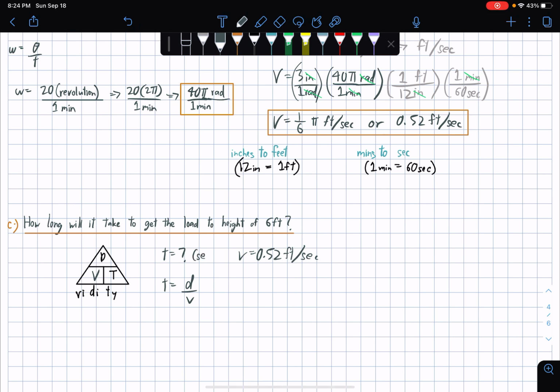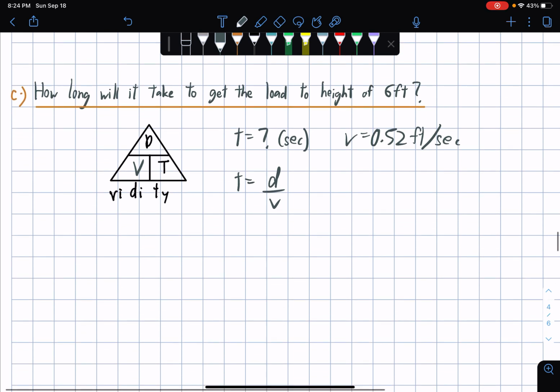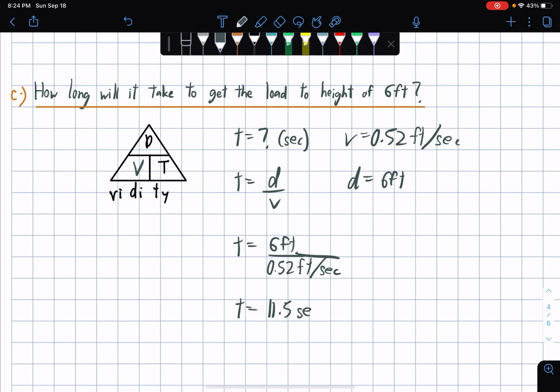Time will always be in seconds, and distance is, of course, in feet, as summarized by the velocity. So we do have data about what distance is. It's 6 feet based on this word problem. So d is 6 feet based on the given. T is equal to 6 feet over 0.52 feet per second, or basically 6 over 0.52. That would get us 11.5 seconds.